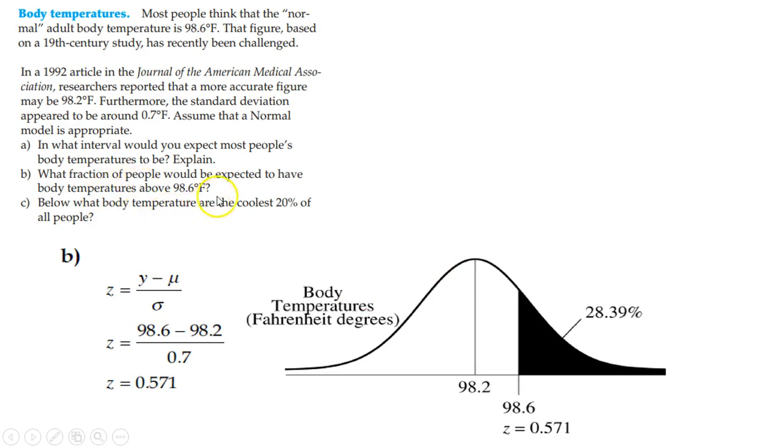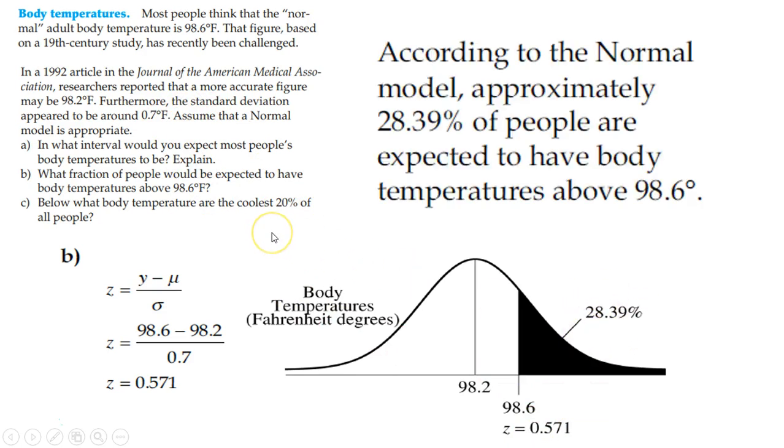And then it says what fraction of people would be expected to have body temperatures above 98.6. So basically we would do what percent. That means if I'm trying to find the percent and I don't know it, I would do normal CDF, 98.6, like 1,000, 98.2, 0.7, and it would give me the 28.39%.